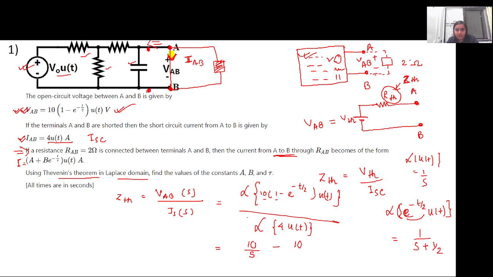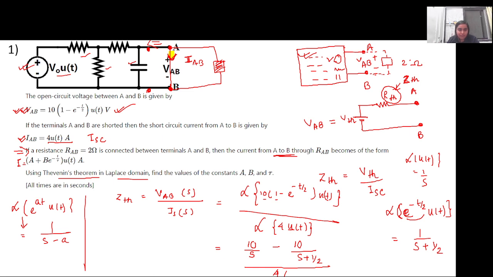Do you remember the Laplace transform we did last time? Laplace transform of e to the power at u of t is given by 1 by s minus a. You remember this, right? I hope. Yes, ma'am. So it will be 10 by s plus half, and the denominator will be 4 by s, only the Laplace transform of u of t.